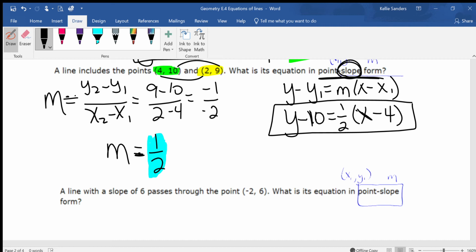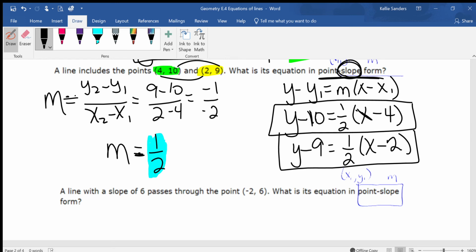But you didn't have to use the green 4 and the green 10. You could have used the yellow 2 and the yellow 9. So y minus y1, which would be 9, equals your slope is still 1 over 2, parentheses, still plain x, always minus, and what is your yellow x? 2. Both of these answers are completely the correct answers, okay? You just have to put one of them.